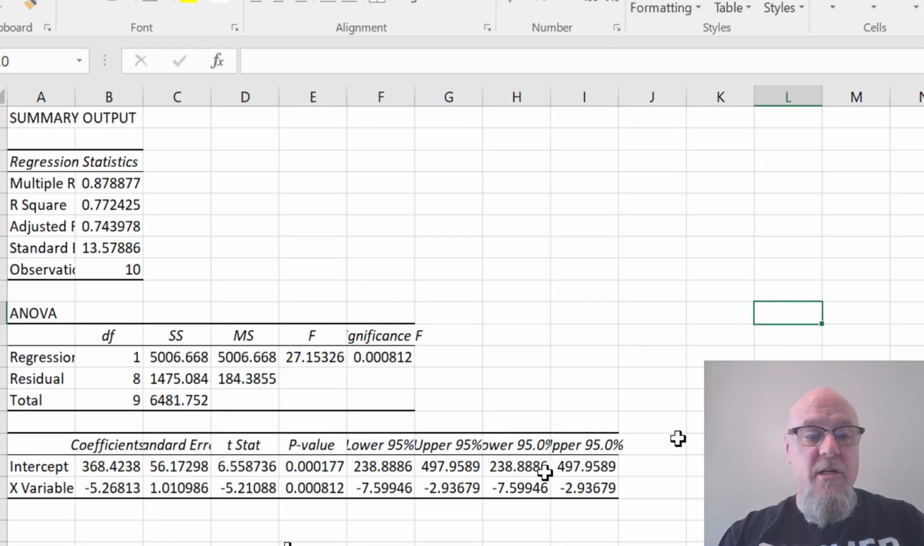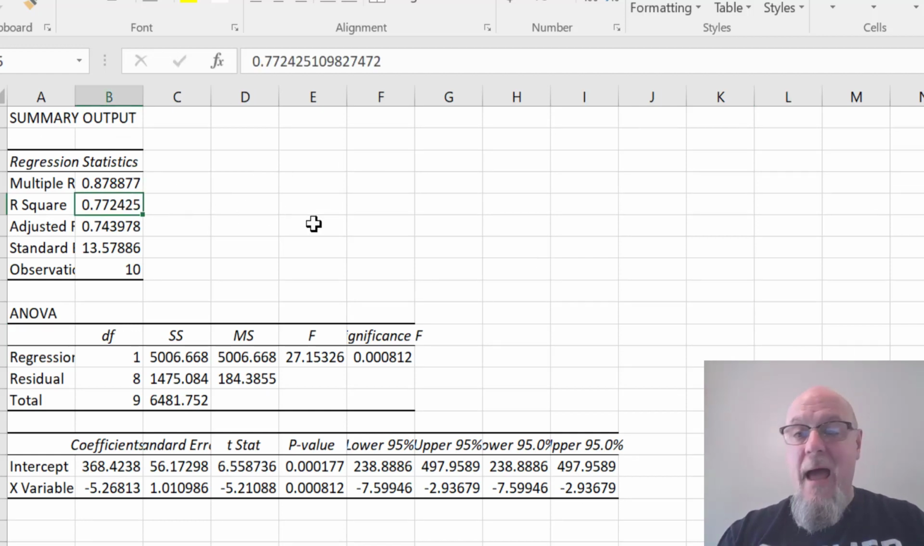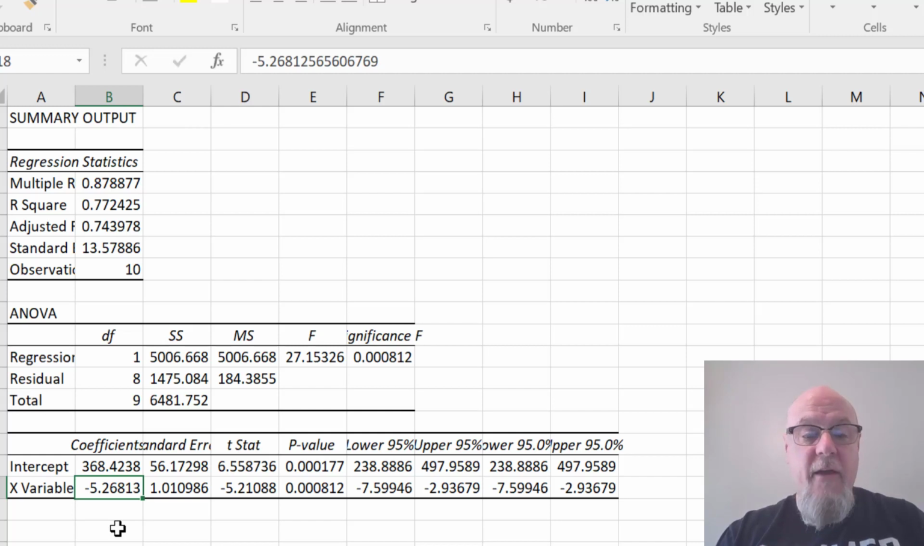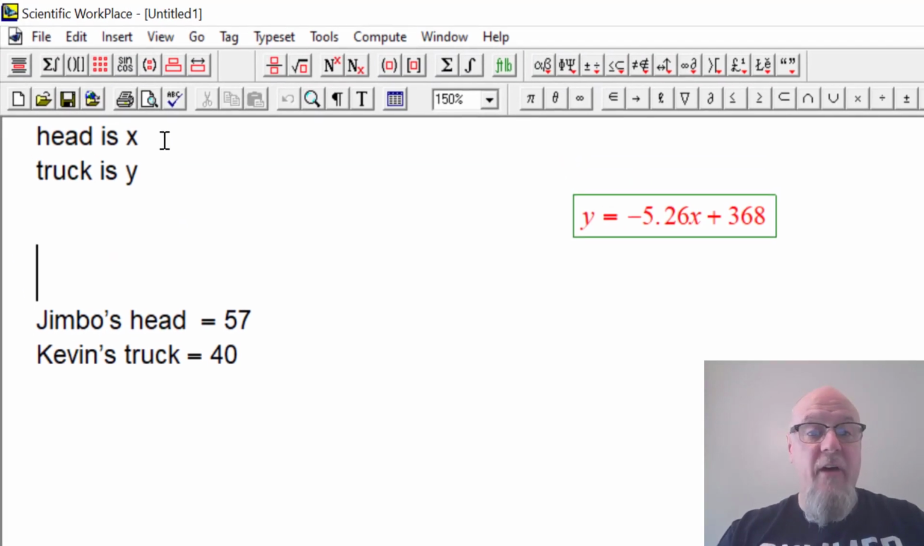So we did linear regression. I just did it with Excel. We got an R squared of, it's not bad. And this is importantly what we've got here. The coefficient of the X variable is minus 5.2, yeah, that negative slope, and the Y intercept is 368. So that means if X is the head size, that's what we had on our graph, and Y is the truck height, then our least squares regression line is minus 5.26x plus 368.